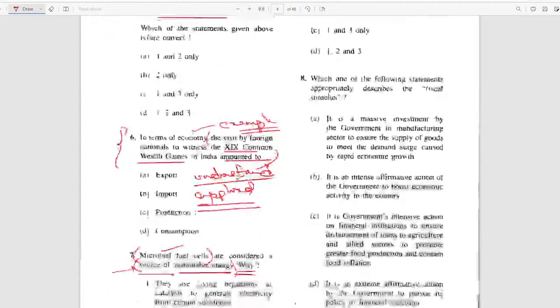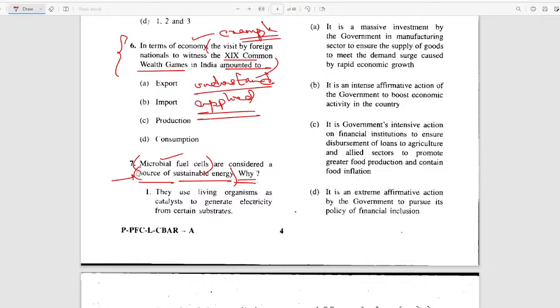But the main takeaway from this question is you have to learn about any biofuels that are there, or any natural fuels that can be used, and any type of sustainable source of energy and why they are useful. You have to know the basics of it, and then the usefulness, why it is useful.